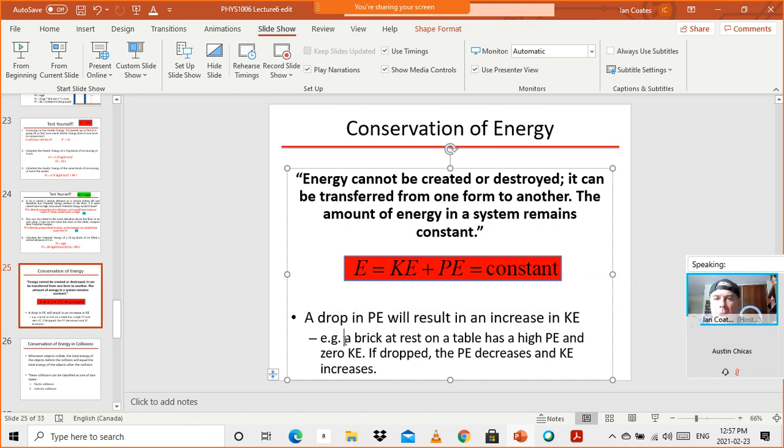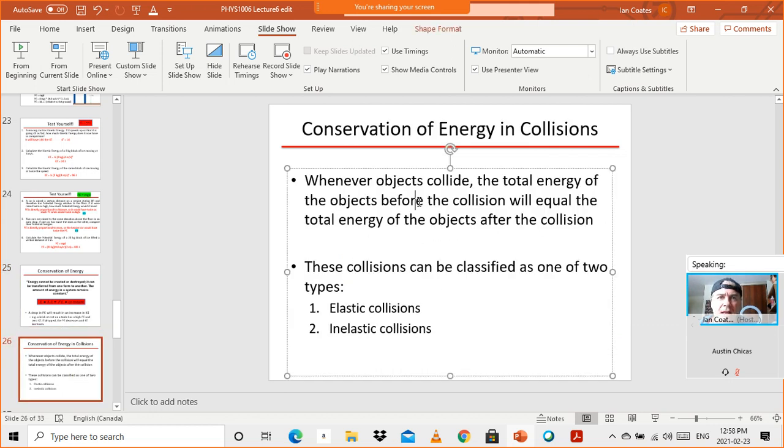Have a look here. A brick at rest on a table. So you just have a brick on a table. It's sitting there. It has a high potential energy. It's not moving, so it has zero kinetic energy. But if you slide it off, right? So the brick is sliding off. As it's coming down here, the potential energy decreases, and as it's falling, the kinetic energy increases. If it's not clear, if it's clear as mud, it will be. I've got some good stuff coming up.